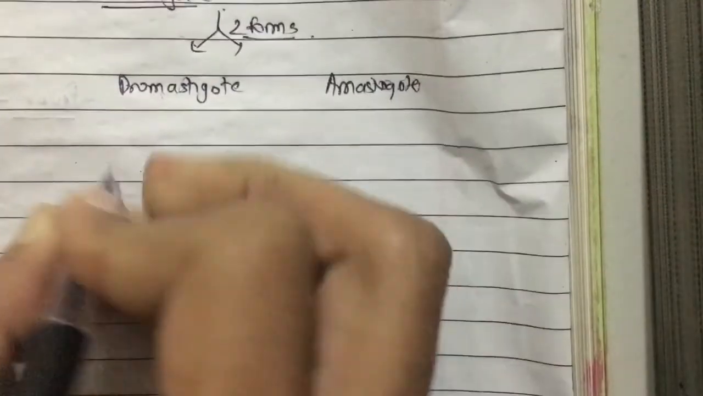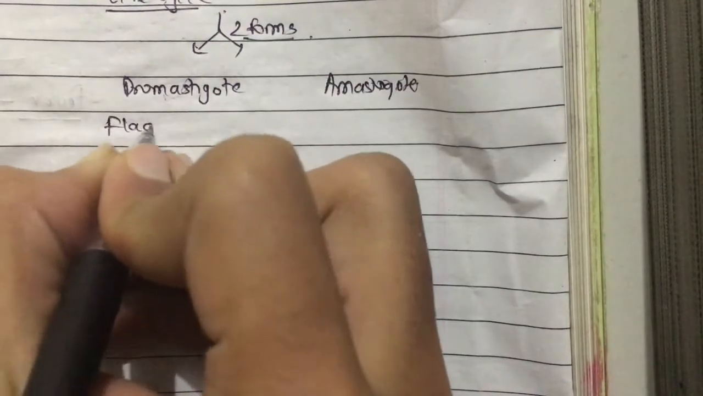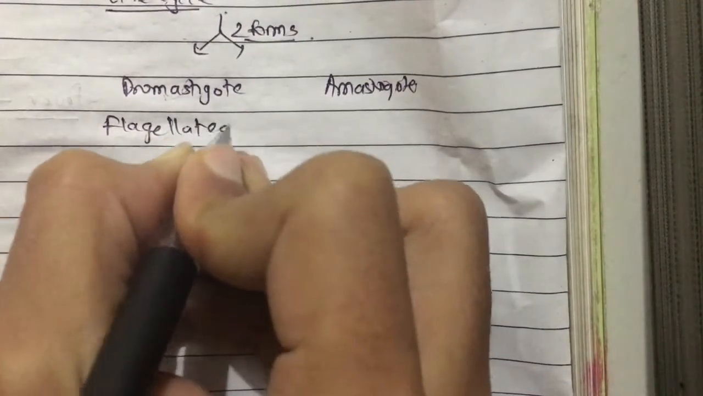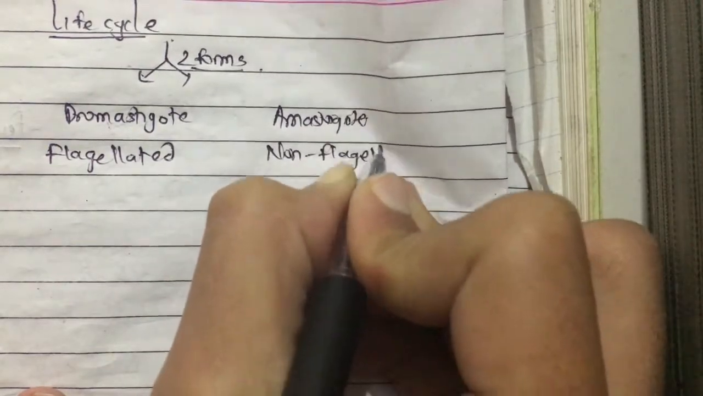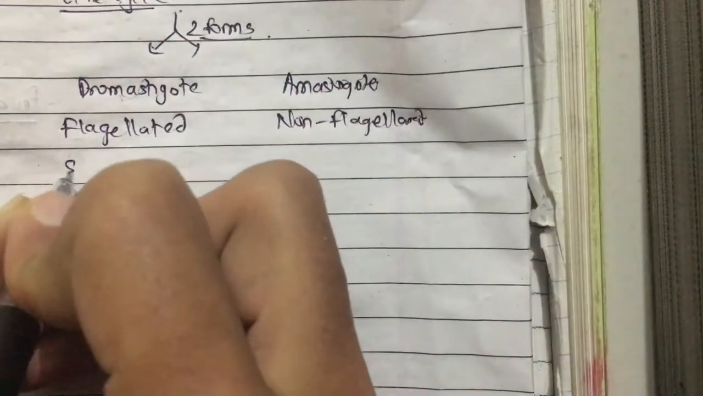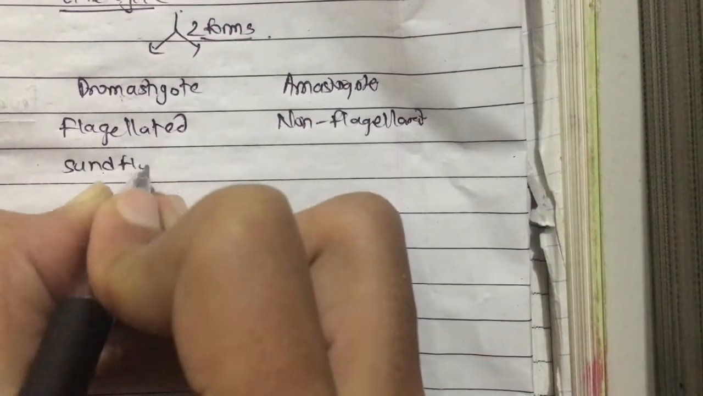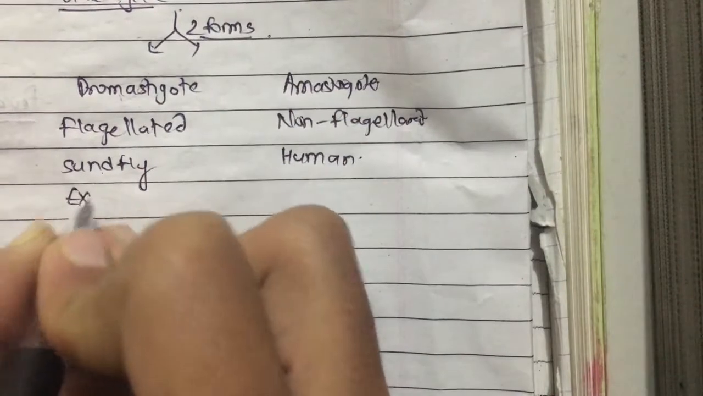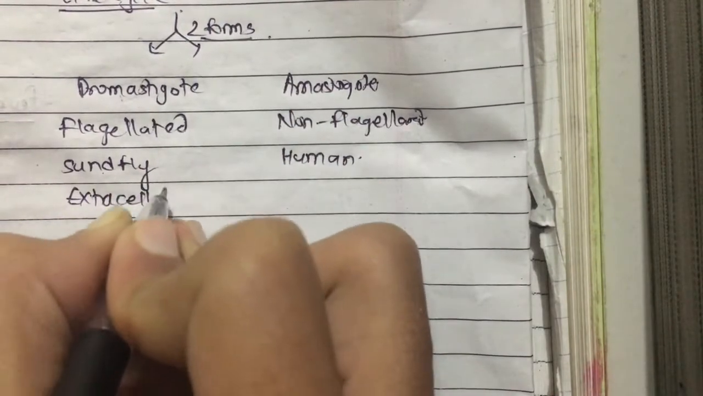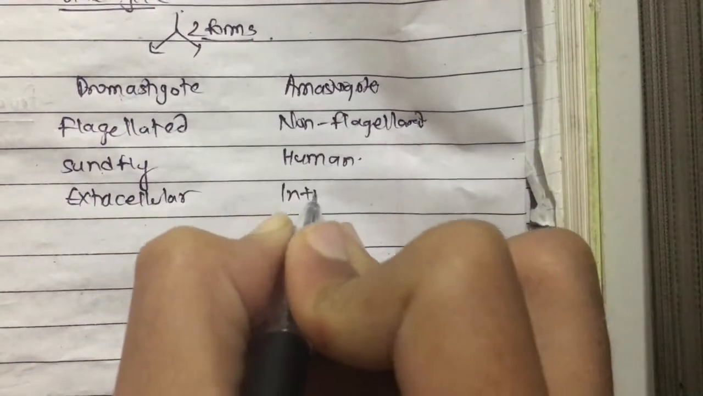Promastigote form is a flagellated form, whereas amastigote form is a non-flagellated form. Promastigote form is found in the sandfly, whereas the amastigote form is found in the human. And promastigote form is an extracellular form, whereas the amastigote form is an intracellular form.